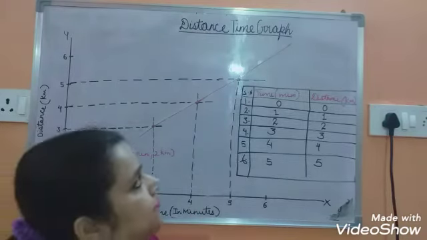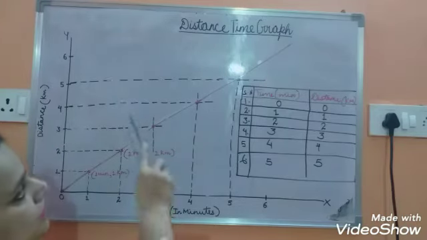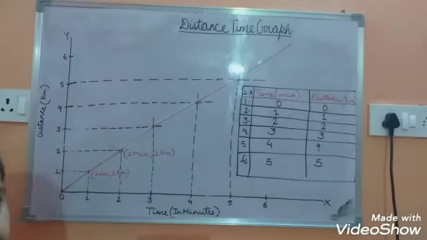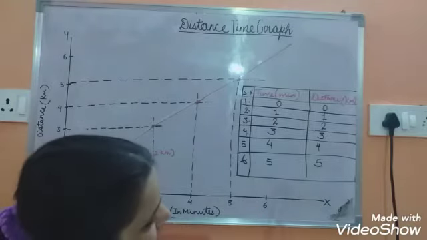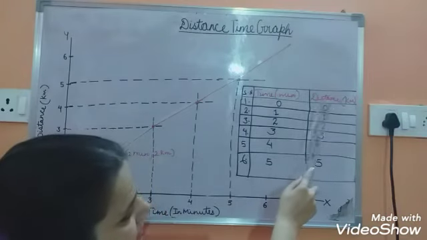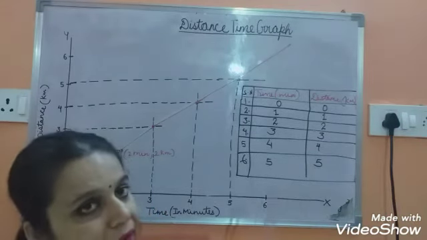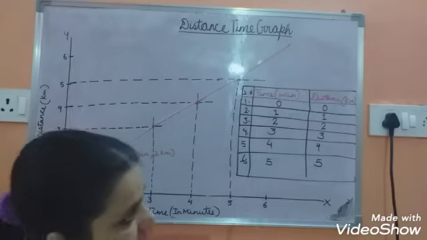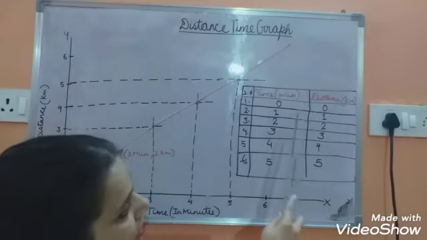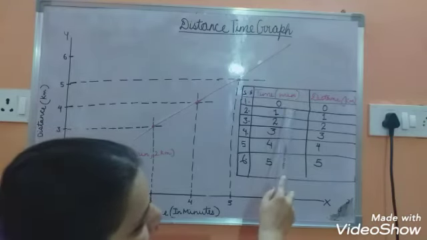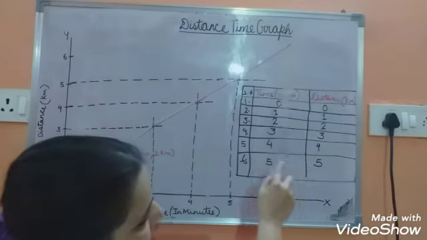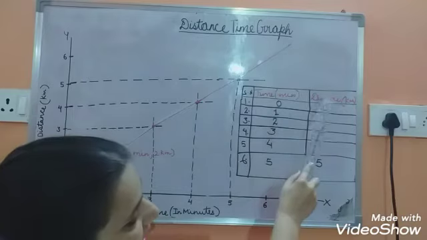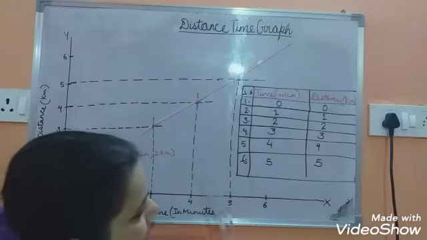First you have to take a sheet of graph paper. Suppose this data is there. This is the time and distance traveled by a car at different times. For example, at 0 minutes the car was at rest, the distance is 0 kilometers. The time is given in minutes and the distance is given in kilometers.